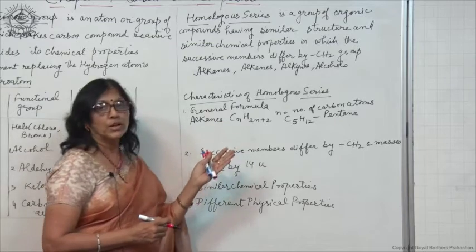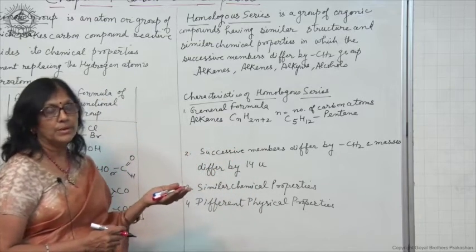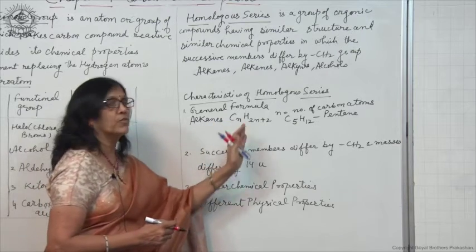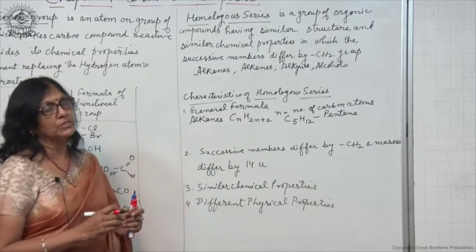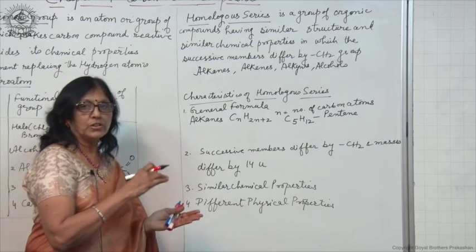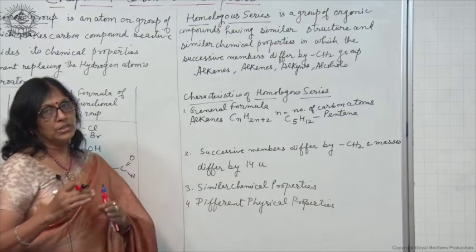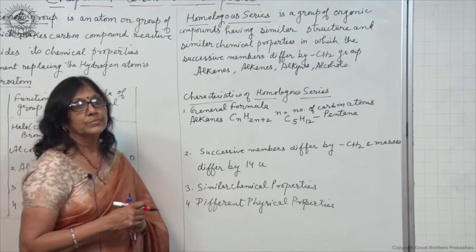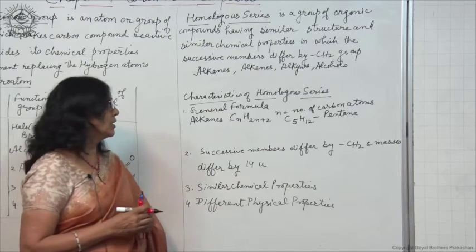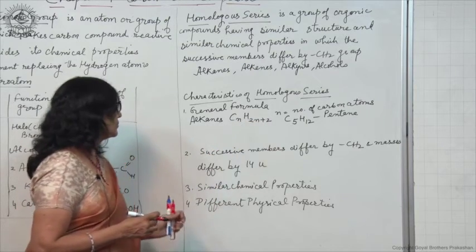You need not memorize all these formulas. You simply need to know the general formula of that particular homologous series and the number of carbon atoms. By knowing the general formula and the number of carbon atoms of the organic compound, you can write the formula.